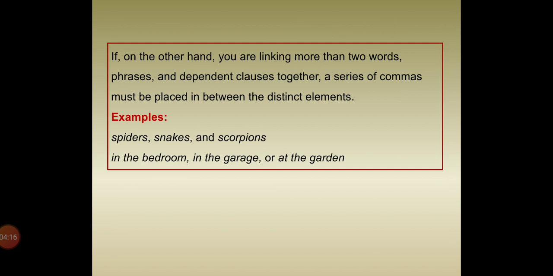But when we are linking more than two words, phrases, or dependent clauses together, a series of commas must be placed in between the distinct elements. Examples here: spiders, snakes, and scorpions. Here we are using more than two words, so we have to use the commas. In the same way, in the bedroom, in the garage, or at the garden, we also have to use the comma.